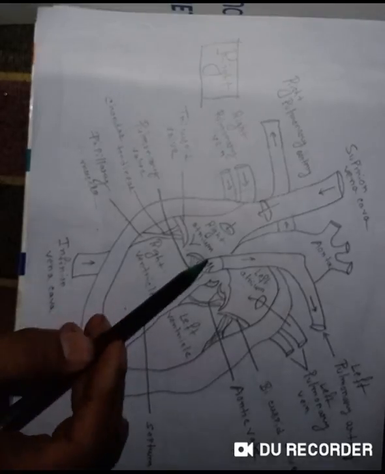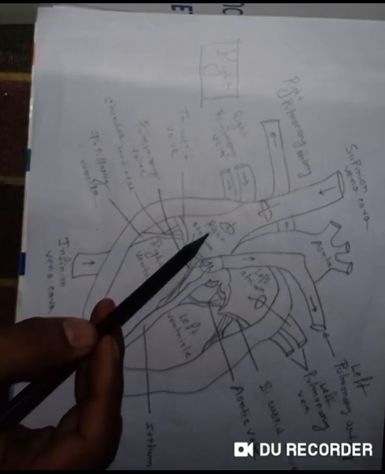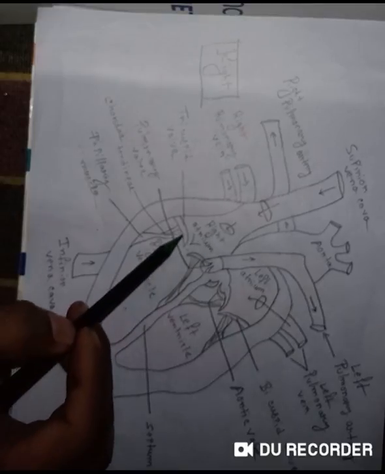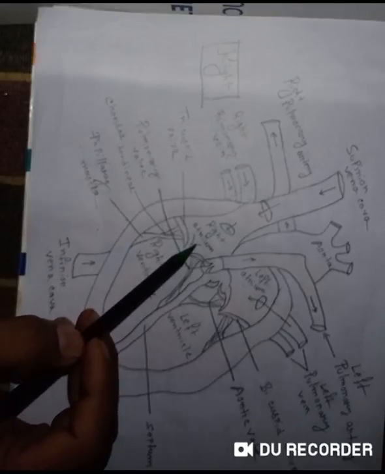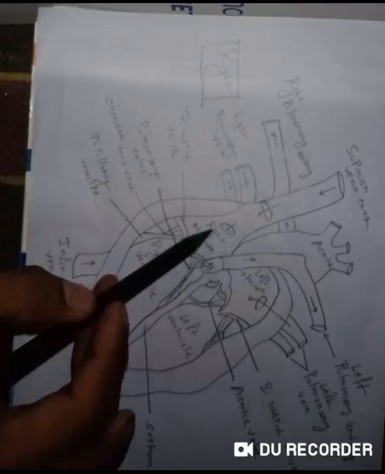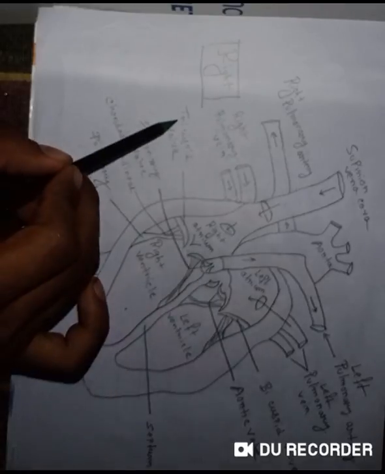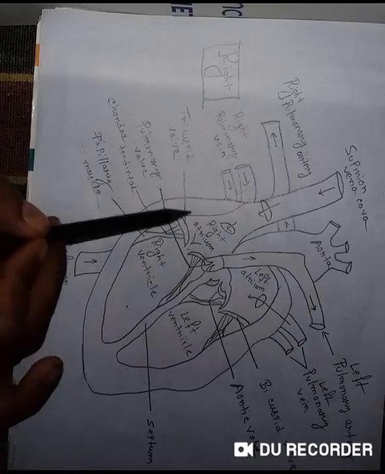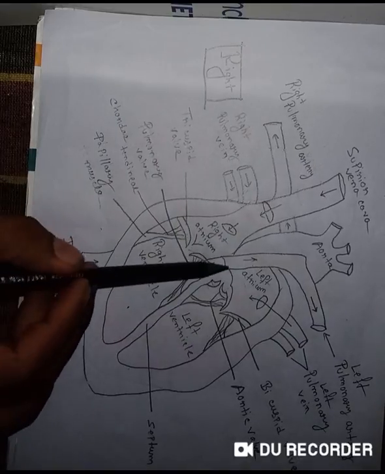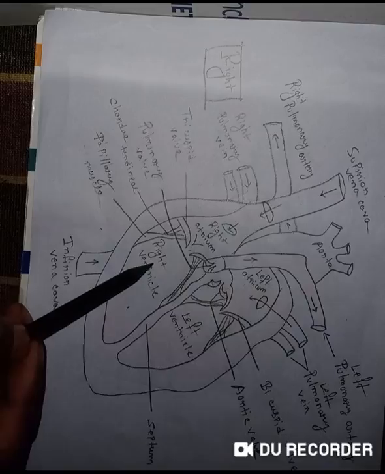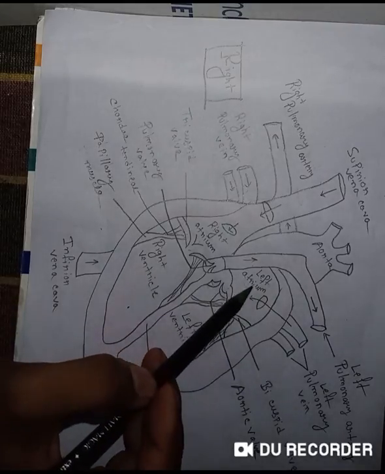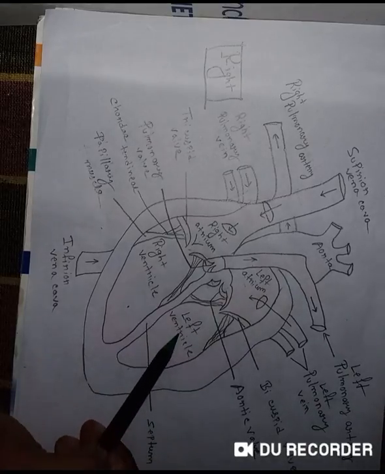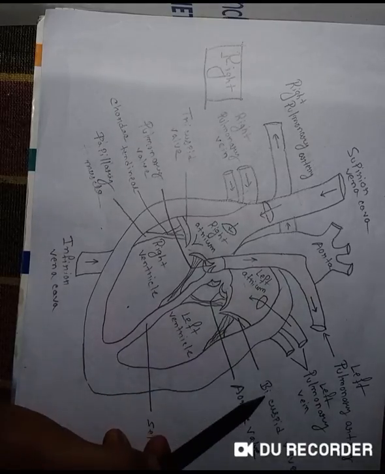Now if you see, in between this right atrium and right ventricle, these two and one more are the leaves of the valve, and the name of this valve is the tricuspid valve. This tricuspid valve is present in between the right atrium and the right ventricle. This side, in between the left atrium and the left ventricle, there is your bicuspid valve.